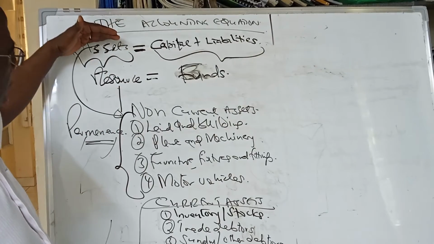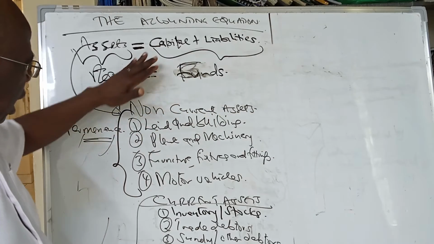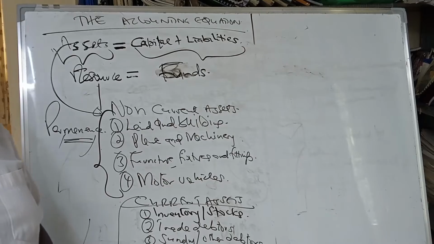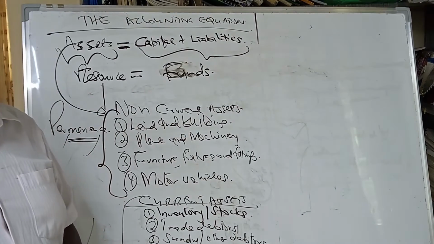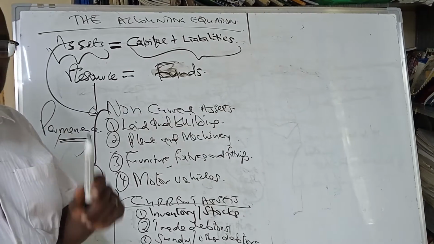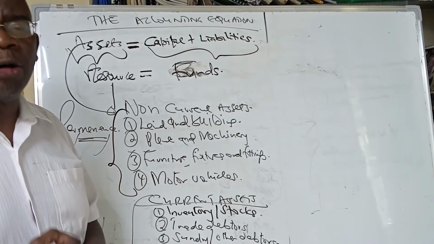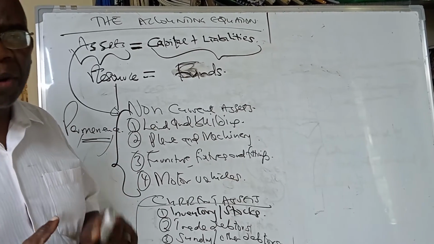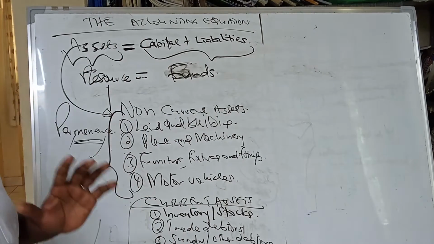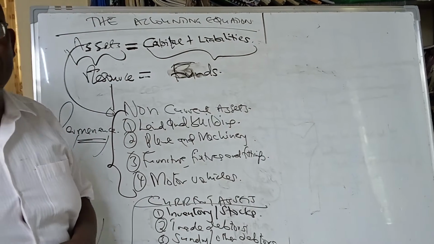So the assets that the firm may buy with the funds you are going to receive from the two different sources are land and building, plant and machinery, furniture, fixtures and fittings, motor vehicles. Those are non-current assets. We can also buy current assets: inventory, trade receivables, other or sundry debtors, prepayment, bank, and cash. We follow that order. That is the side of the assets.